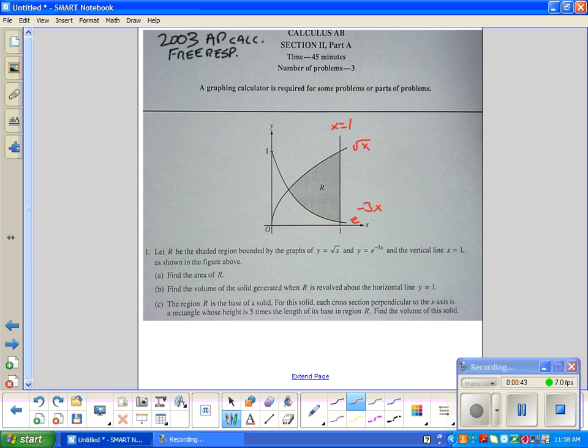But we have to find what I'm going to call point A, which I would find using my graphing calculator. I would put in the curve e to the negative 3x, and I would put in the curve square root of x, and I would just graph that intersection. If I do that, I'm going to find A is equal to 0.2387. That is what I came up with. We need to store that in A.